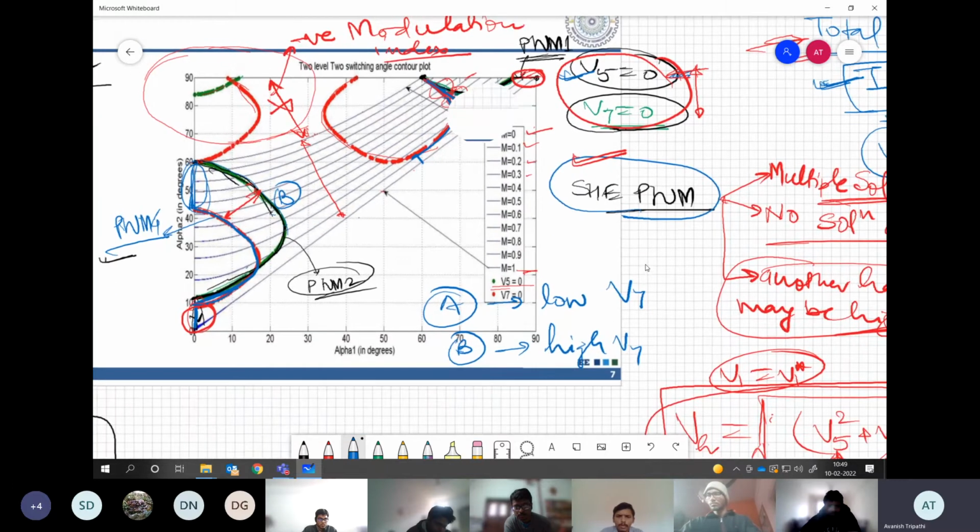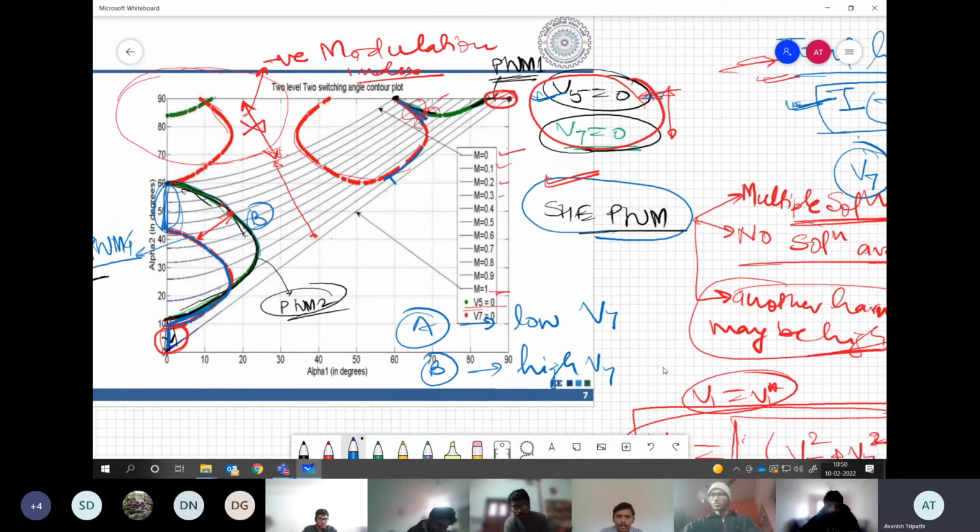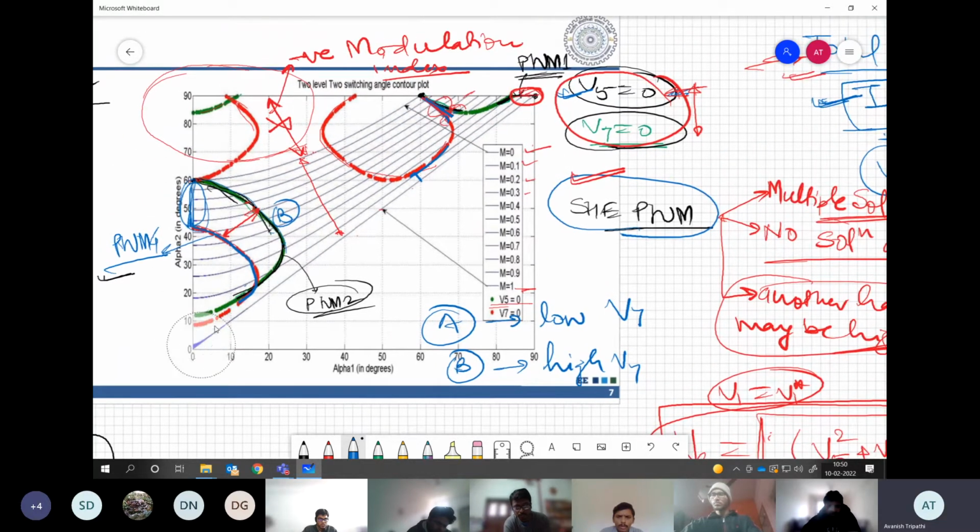Yeah. So let's say, if I have to minimize that, I can move up to this point on this path, and then I can deviate from there and go in this zone. Understanding my point? In these two places, fifth and seventh both are coming close to zero for a longer range of modulation index. Fine. So this could be another PWM technique.